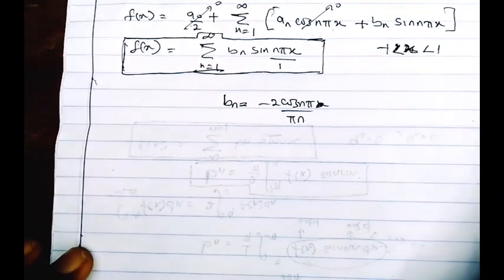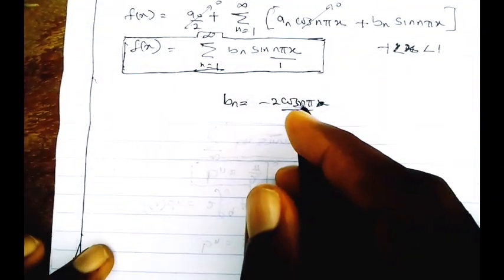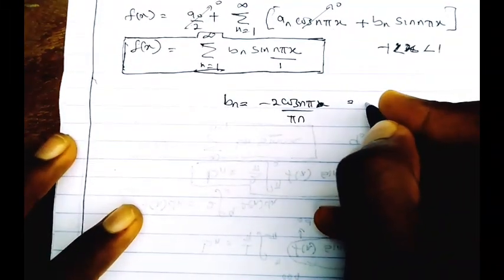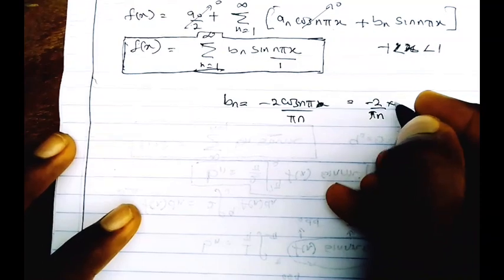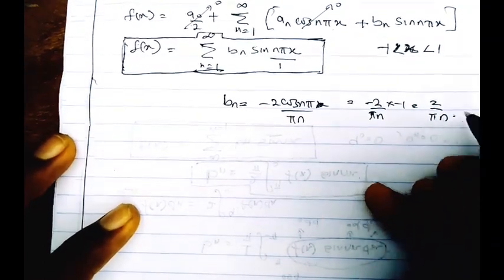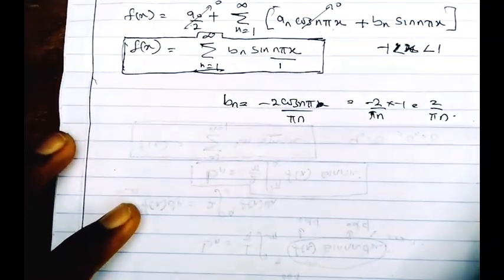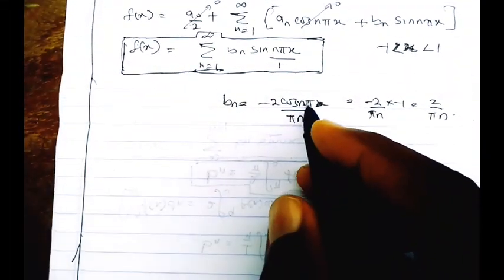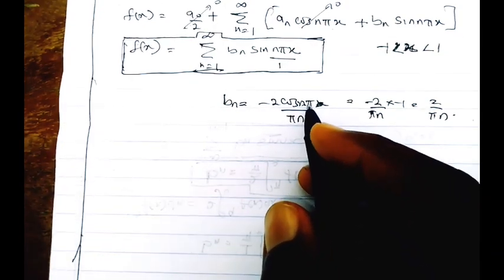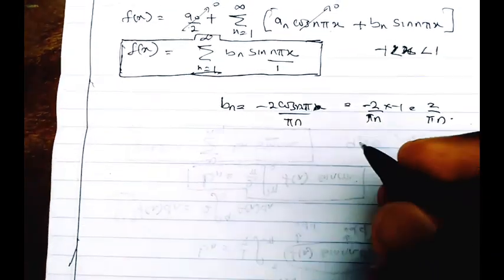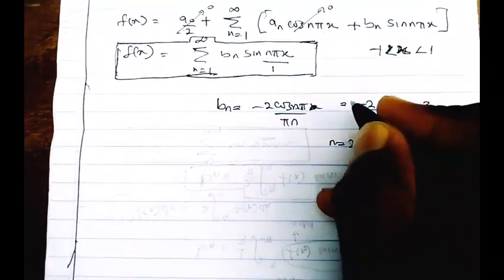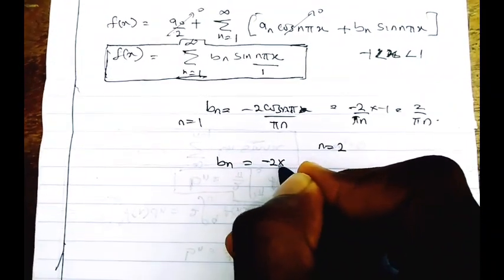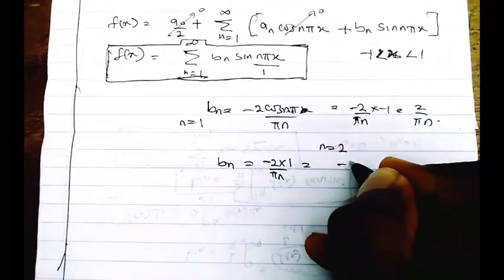So now let's evaluate it. When n equals 1, this is cos pi, and cos pi is minus 1. So I'll have minus 2 over pi n times minus 1, which is 2 over pi n. That's when n equals 1. Now let's check when n equals 2. This is 2 times pi, that's 360 degrees, and cos 360 is 1. So b_n is equal to minus 2 times 1 over pi n, which is minus 2 over pi n.